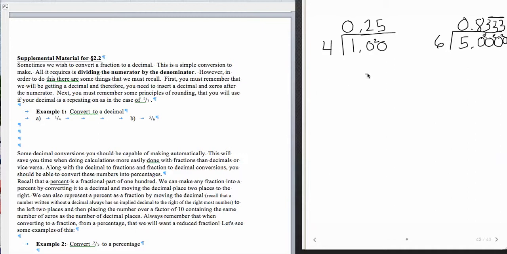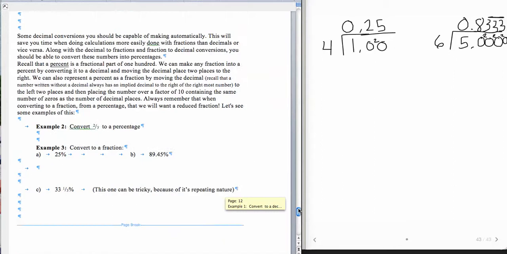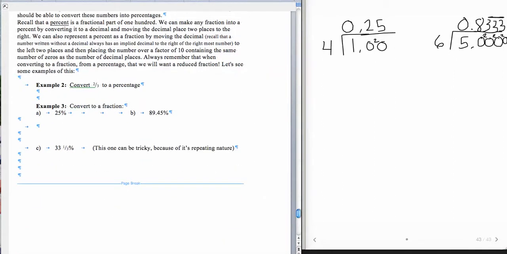Alright, now that we have seen the two types of decimals that we'll see come out of fractions, the next thing we want to do is talk just a little bit about a percent. First of all, a percent is a part of 100. That is actually the definition. And so we can make any fraction into a percent by first converting it to a decimal and then moving the decimal place 2 places to the right, essentially taking the part of 100 out of it, which is what we do when we want to say the percent sign.